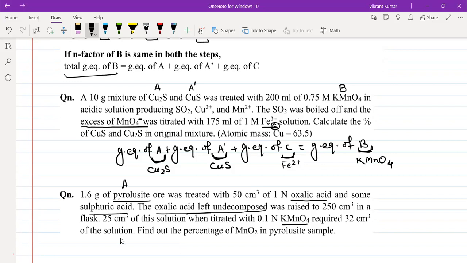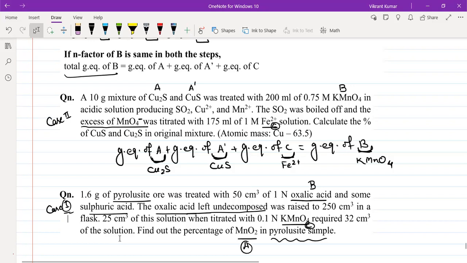So this is A present with, that means this is A actually present with some impurity, because we know कि pyrolusite is an ore जिसमें MnO2 रहा होगा और उसके साथ कुछ रहा होगा जिसका कोई रिएक्शन नहीं. So we'll say MnO2 is A present in that pyrolusite along with some impurity. This is B and this is C. So this is case 1 वाला, this is case 2 वाला है, this is case 1. But इसमें थोड़ा सा twist. Have you got that twist?